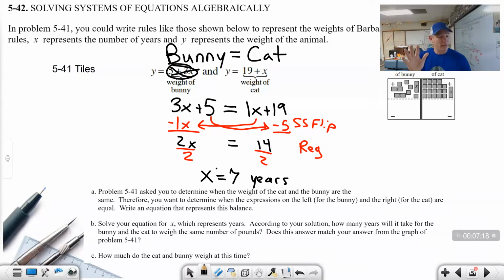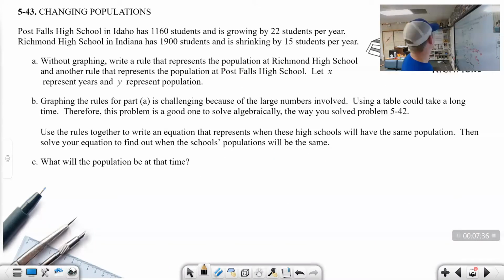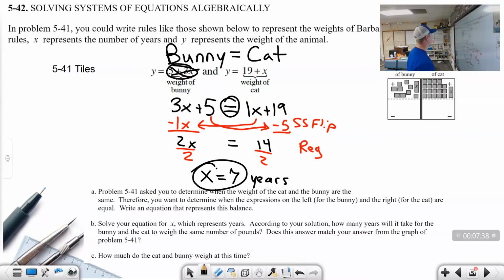Now, this is only the second step. Step 1 was make them equal. Step 2, solve for x. The third step is we need to know how many pounds did they both weigh. So let's go ahead and follow this all the way through. And I believe this is still problem 42, so let's squeeze it in.